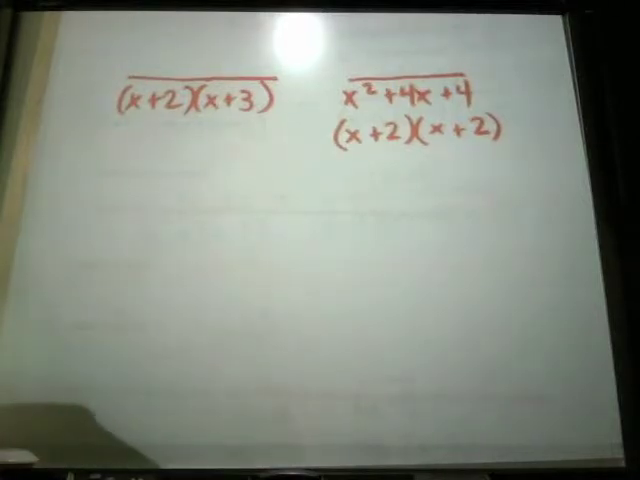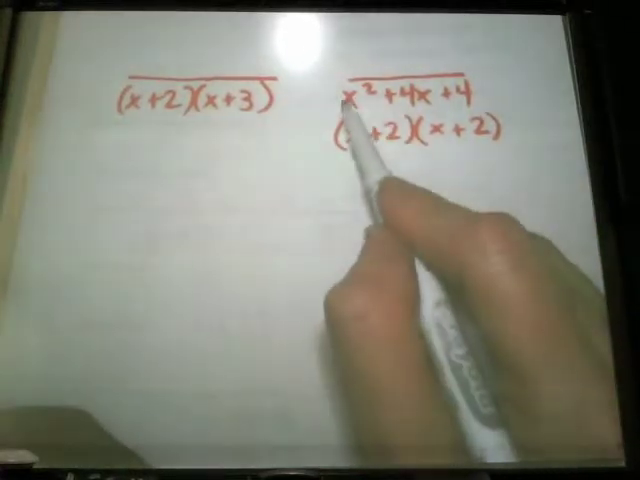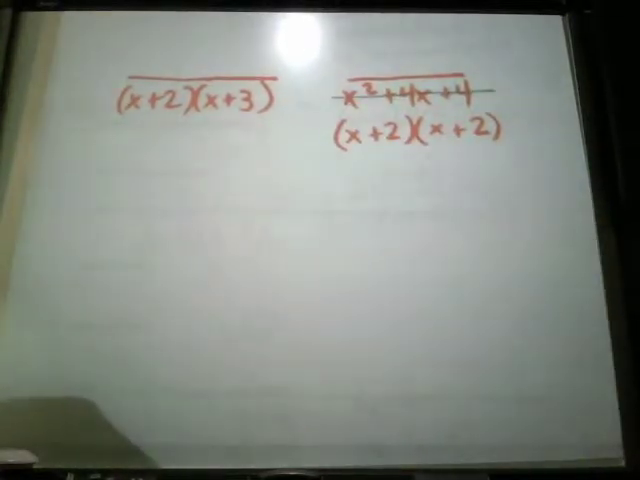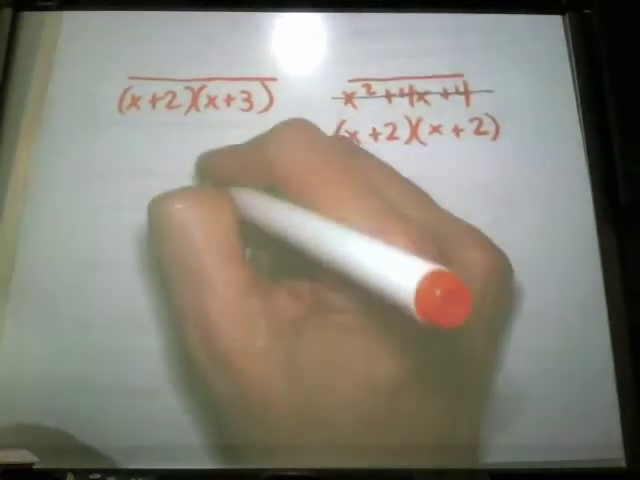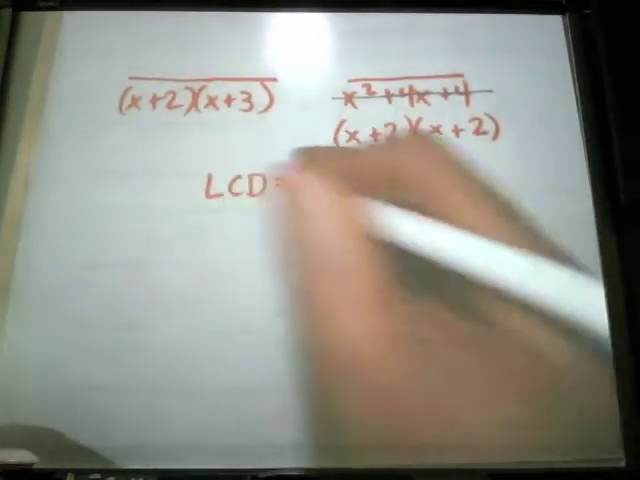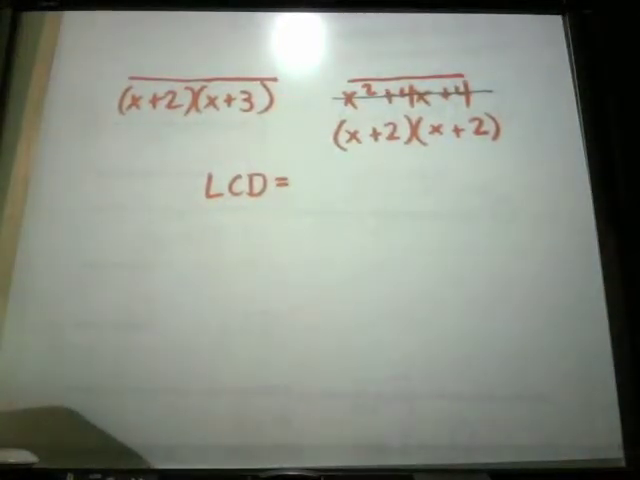x plus 2 and x plus 2 would be the factors. I'm going to lightly cross out the original trinomial. We're not going to use that again. We're going to stick with the factored form for the rest of this. So, the LCD. If it's in both denominators, we have to take the biggest amount.